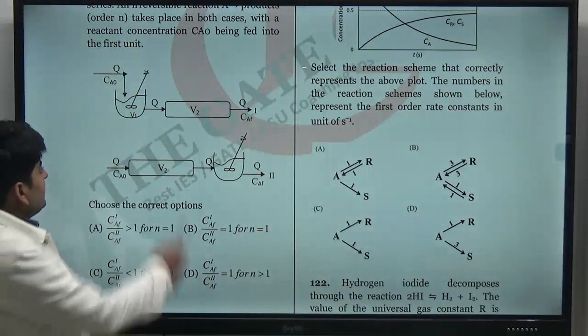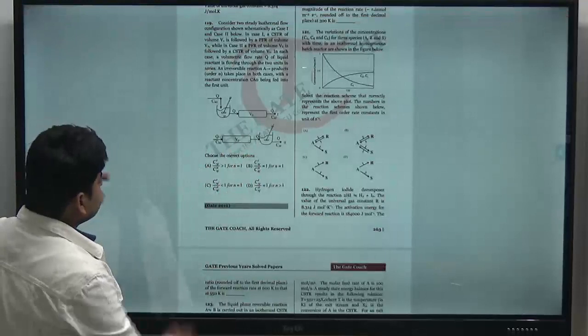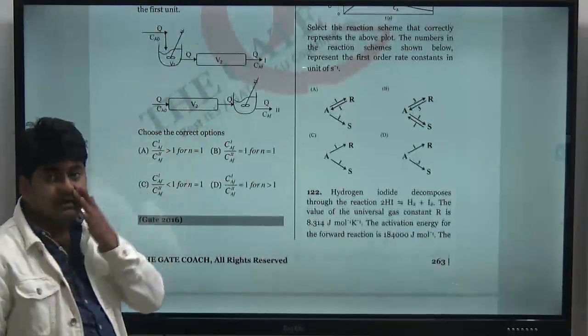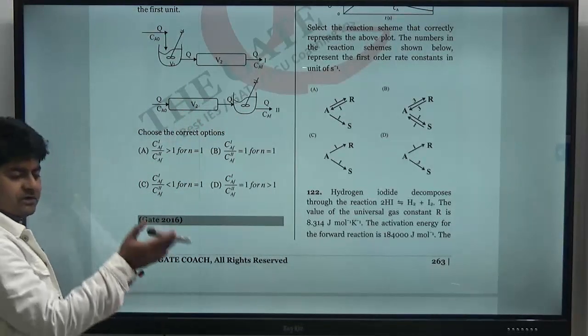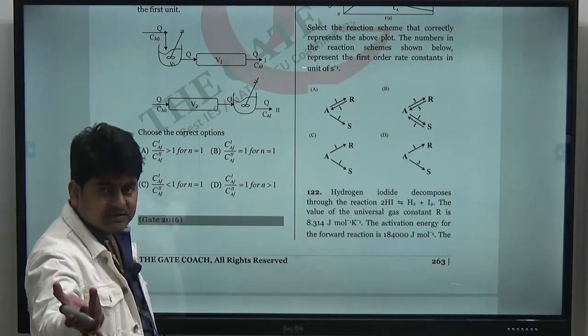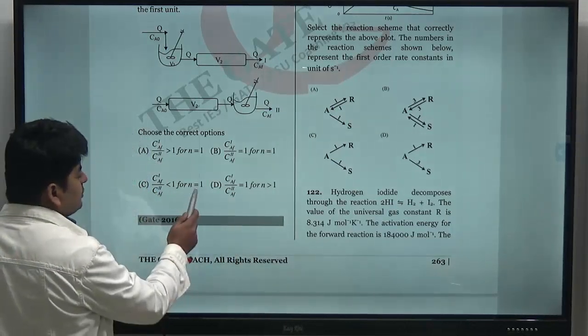Choose the correct option. So I hope you can do it. Okay. MFR, PFR, PFR, MFR. MFR, PFR, PFR, MFR. So out of these options, you can compare directly, no problem, because I have already told you the conclusion of the maximum mixedness model and complete mixing model.